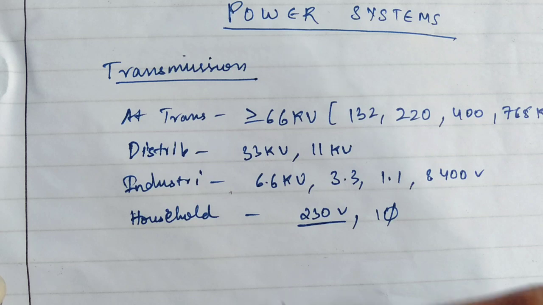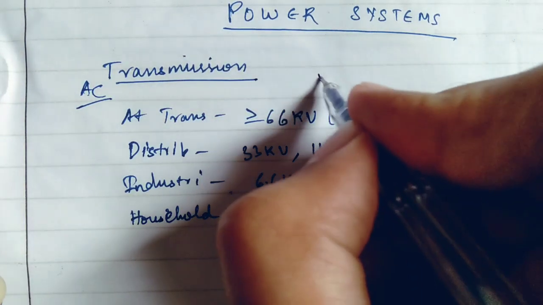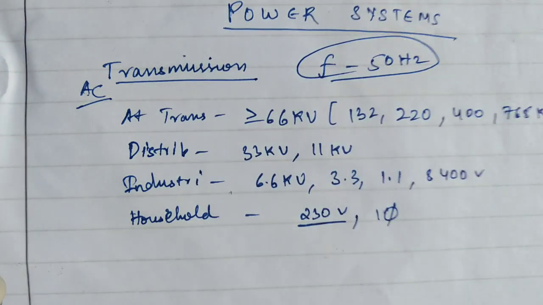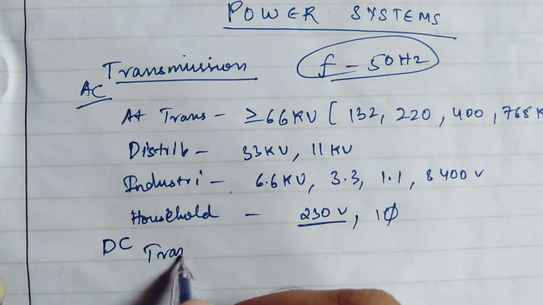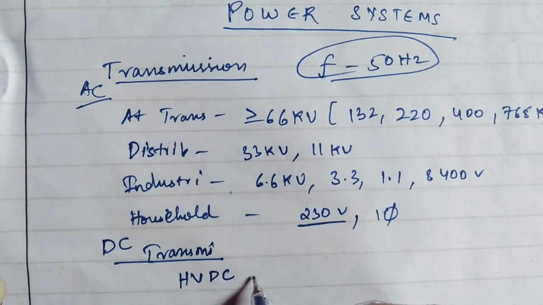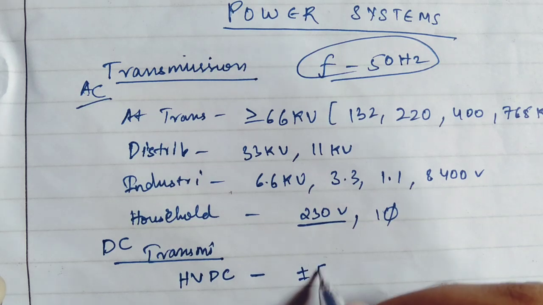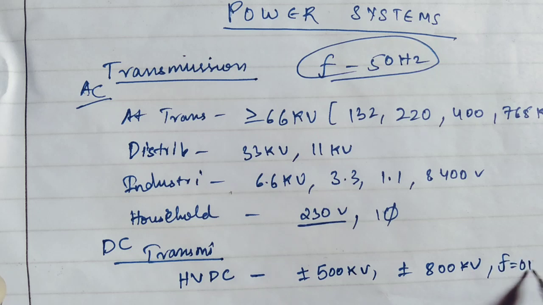So throughout, this is AC transmission, and throughout this the frequency is maintained at 50 hertz. And there is also another type of transmission, which is DC transmission, which is also called HVDC. In this we are using high voltage DC. So the voltages generally will be plus or minus 500 kV, plus or minus 800 kV. Since this is DC, the frequency is 0 hertz.